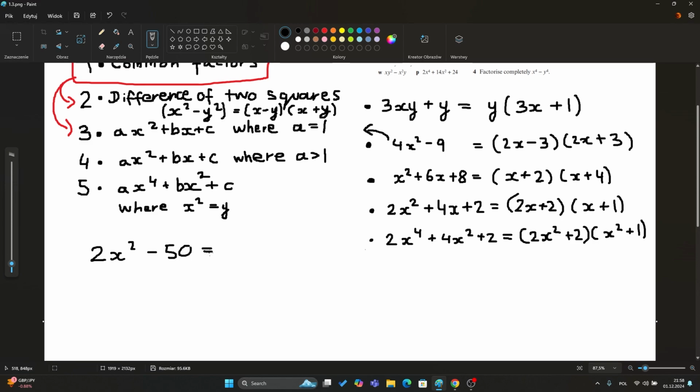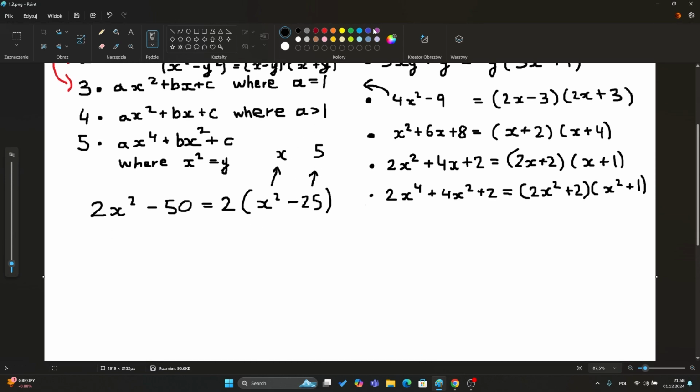Now we can see that the factor is 2, so 2 times x squared minus 25, and that's a difference of two squares because this is x and this is 5, and we also have a negating sign, so that is 2, x minus 5 and x plus 5.